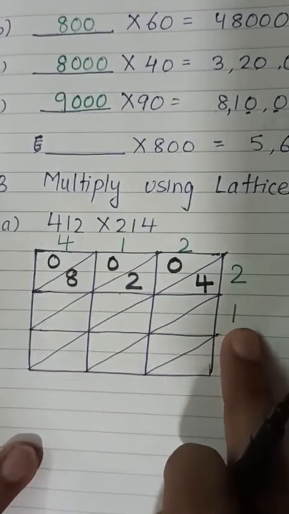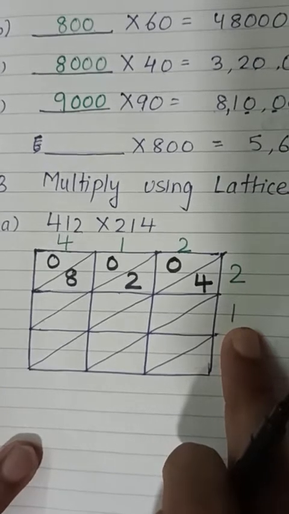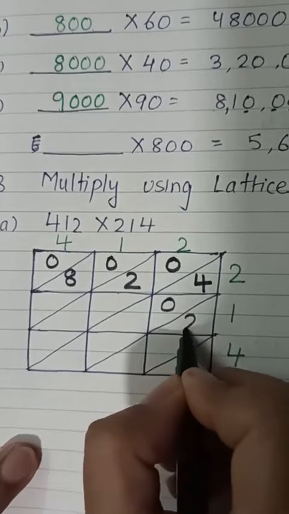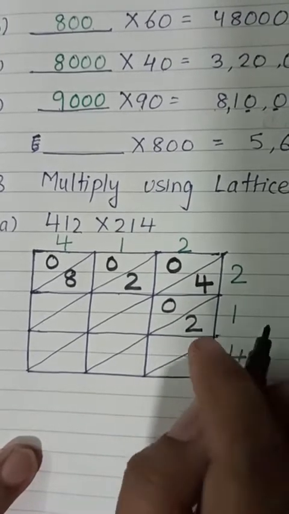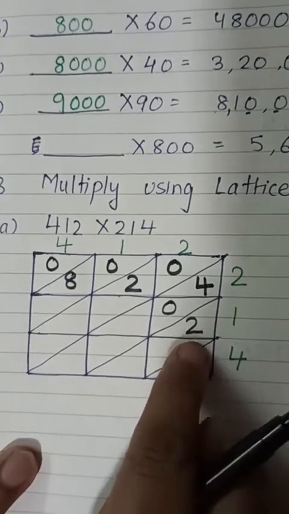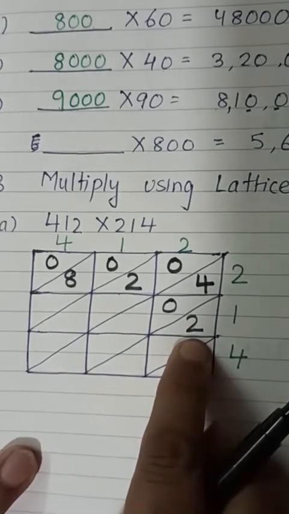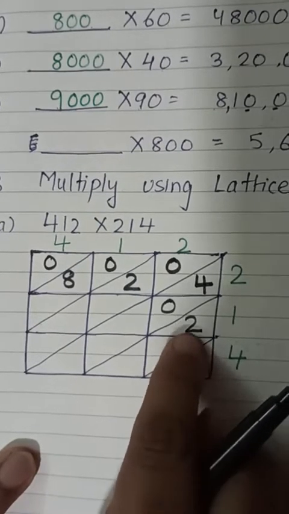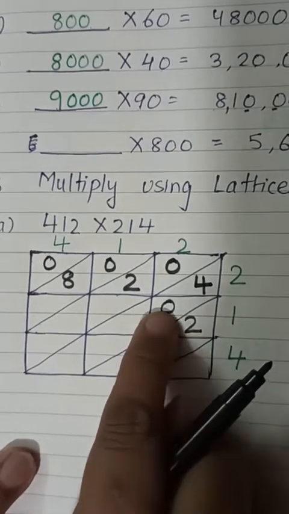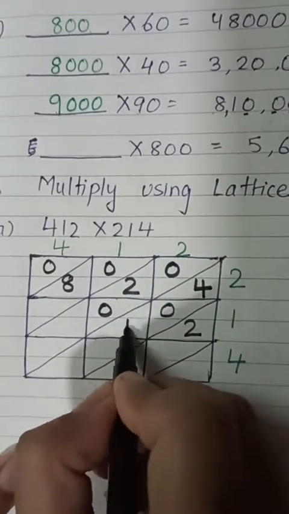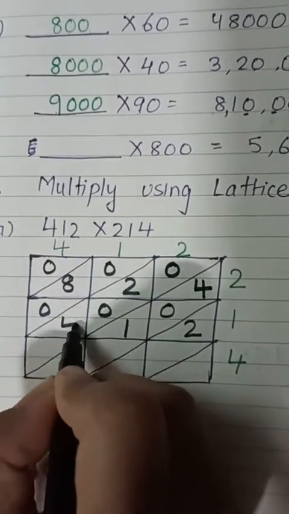Now we will switch to the next digit, that is 1. So 1 2 is 2, you will write this 2 as 0 2. If it is a single digit number, in the top column we will write 0 and we will write the number in the bottom grid. If it is a 2-digit number, then the 1's place we will write in the bottom and the 10's place in the top. So 1 1 is 1, 1 4 is 4.